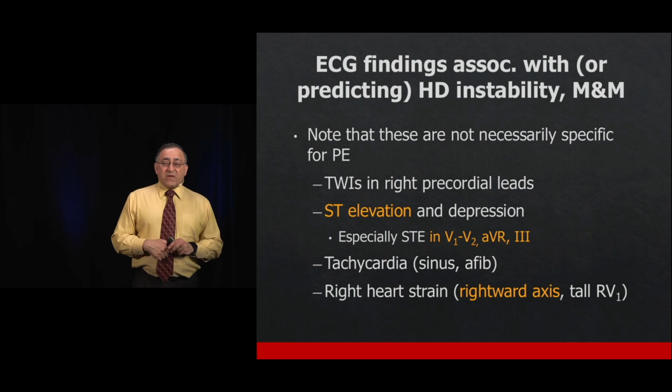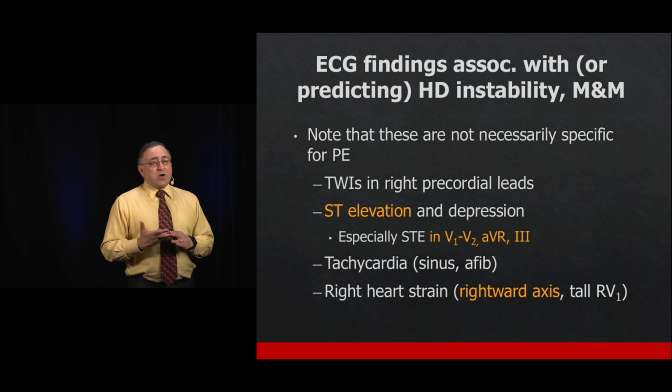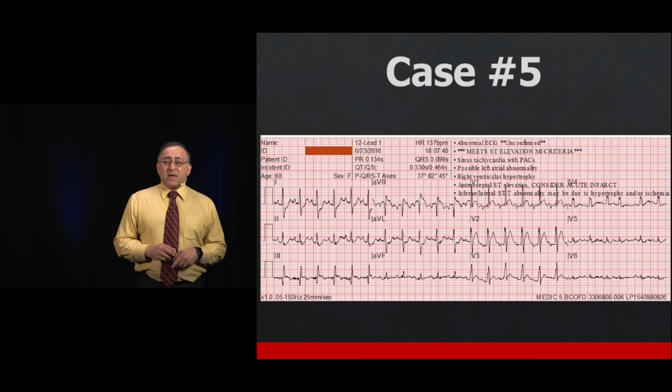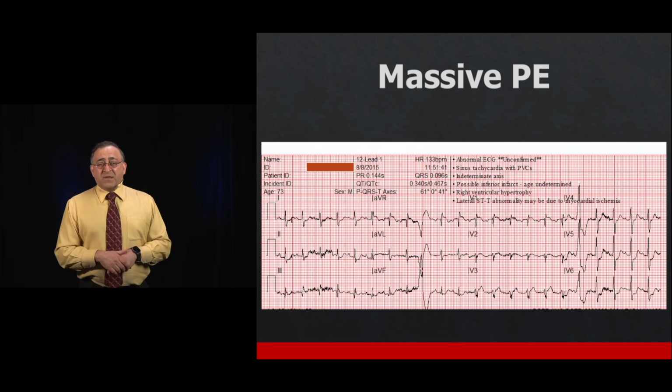When you see ST elevation that's primarily in the rightwardish leads, V1, AVR, maybe V2 and lead 3 also, and a right axis, think about big PE. And that's exactly what this is. Here's another nice example. Take a look.